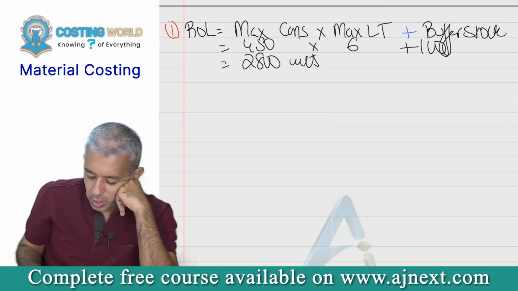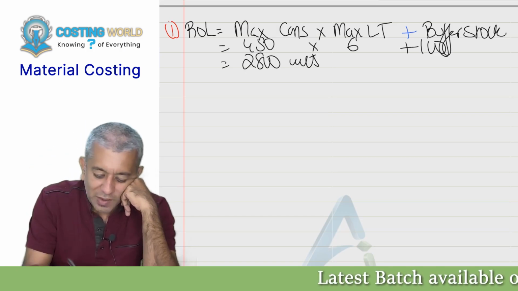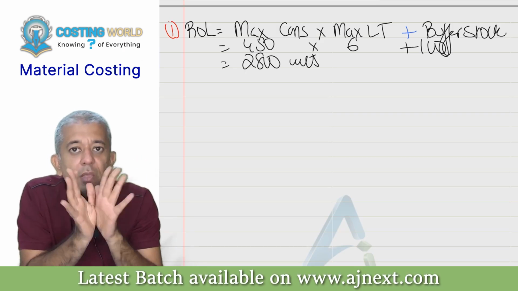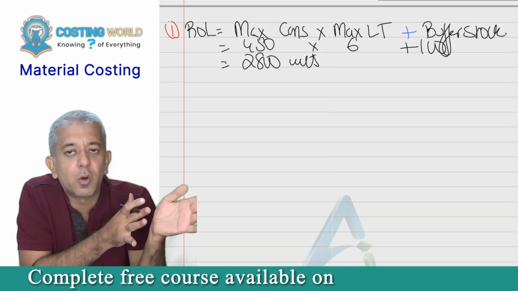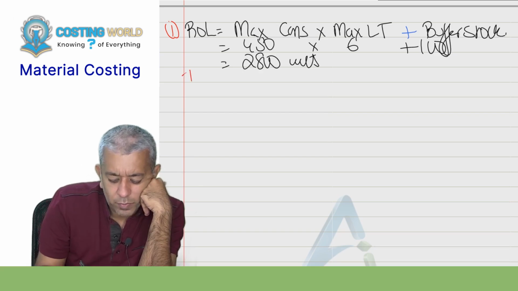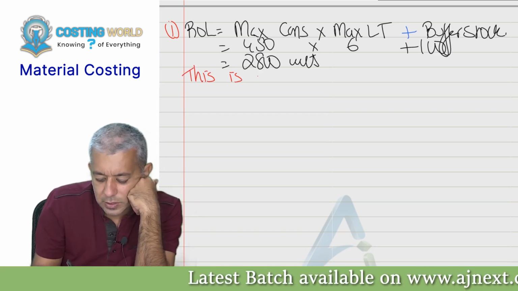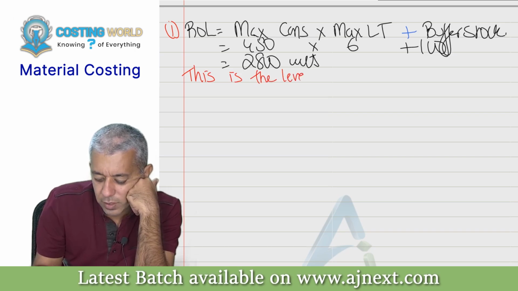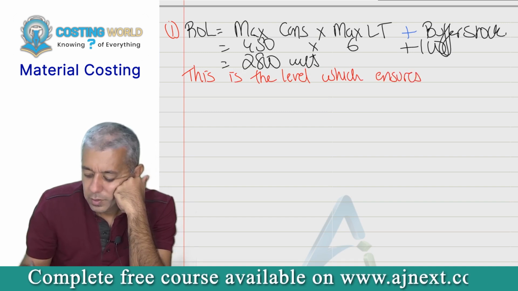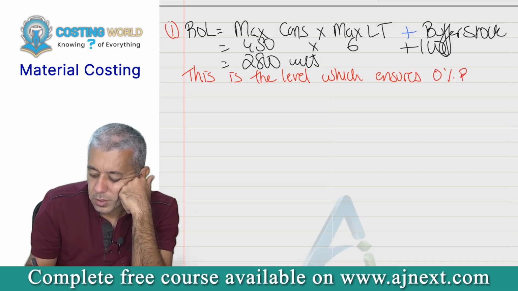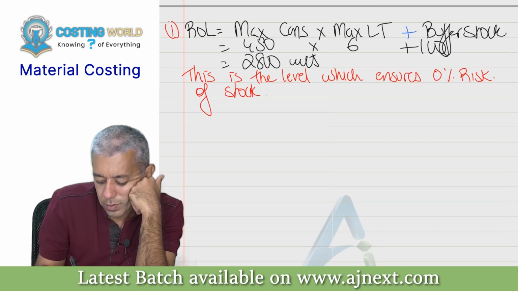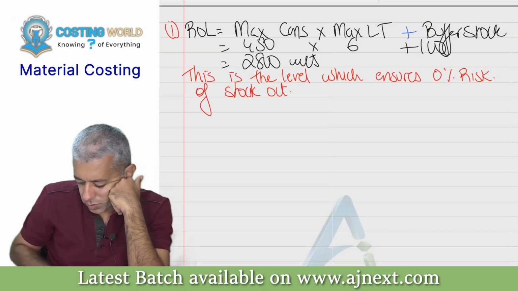Listen. Now my first job is altogether done. So whenever I ask you now when to order, you will order at what level? 2800. If you order at 2800, what is your risk of being out of stock? 0%. Okay, just write down this particular line. This is the level which ensures 0% risk of stock out.